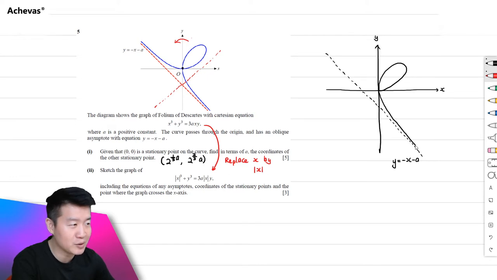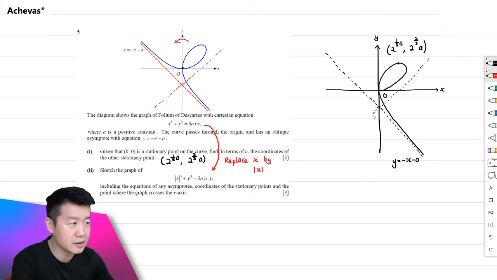And I want to really make sure that my graph tends towards the asymptote and not touching the asymptote. Wow, that was close. So I have this, and this is going to be reflected. Oh, I need to indicate this point also. This point here is 2 to the power of 1 over 3a, and 2 to the power of 2 over 3a. Okay, the stationary point. And the oblique asymptote is going to be reflected.